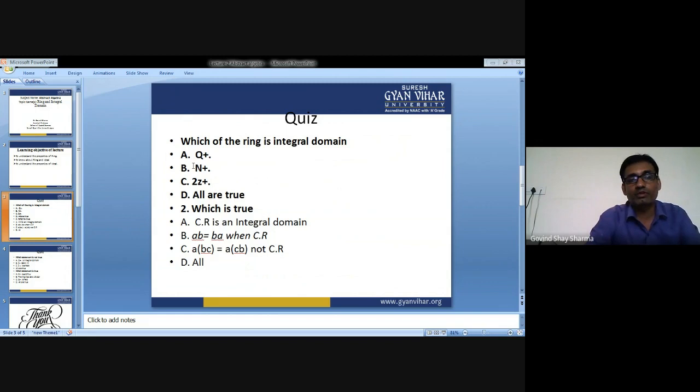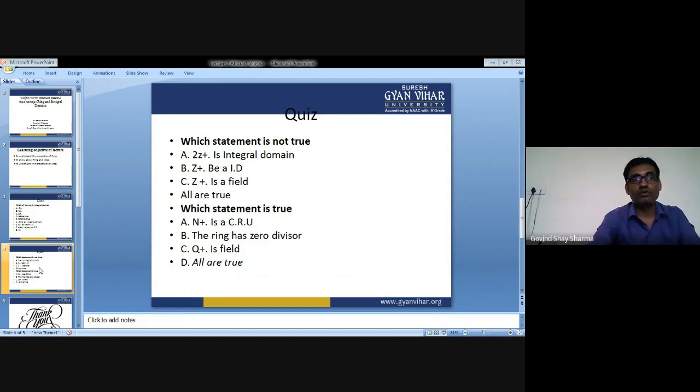CR is an integral domain. This is what I told you yesterday, that this is an incomplete sentence. CRU, if here we add U, a commutative ring with unity is an integral domain. Then CR is an integral domain is a wrong statement. AB is equal to BA in a CR. This is right because a commutative ring always follows the commutative law. This statement is not true. 2Z plus is an integral domain, Z plus is an integral domain, Z plus is a field. So 2Z plus is an integral domain. This is wrong. Which statement is true?